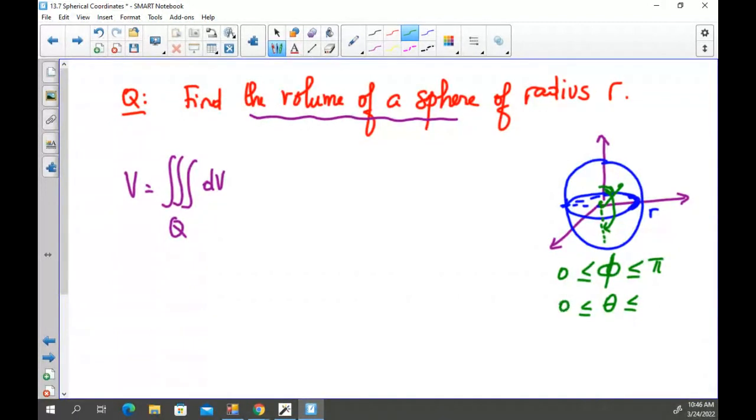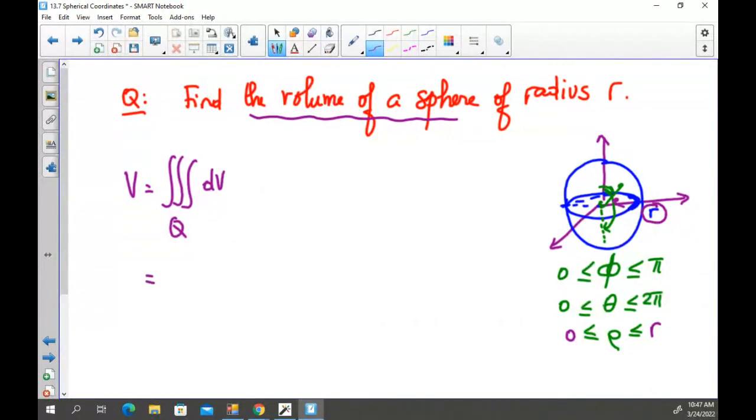0 to 2 pi. Yeah, 0 to 2 pi. And finally, rho is this distance from 0 to, if you are inside the sphere, what is the maximum value? Yeah, sphere of radius r. So small r. This r can be 2, 3, 4, doesn't matter.